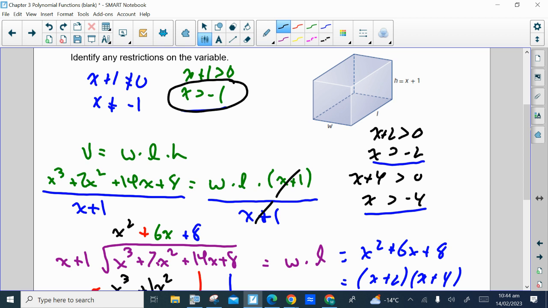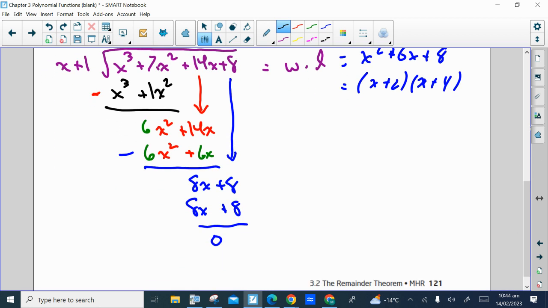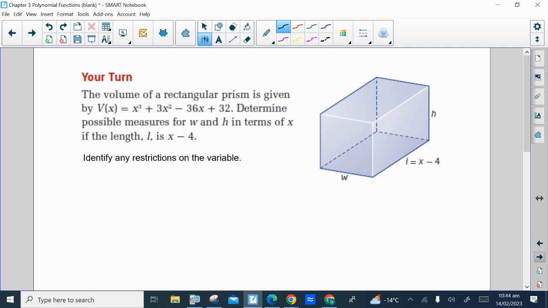For this example, because the three dimensions represent the edge length of different pieces of that box, they can't be negative. So this is a little bit different than just straight division, because the different parts of this polynomial actually represent the length of a piece of the box. It can't be negative. So we'll do the same thing for this one here.